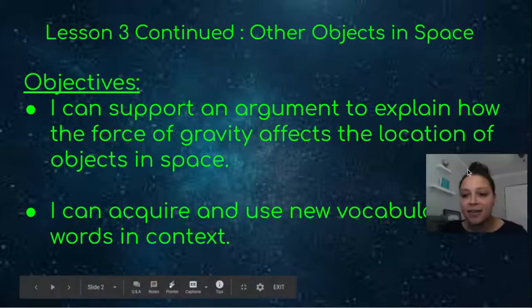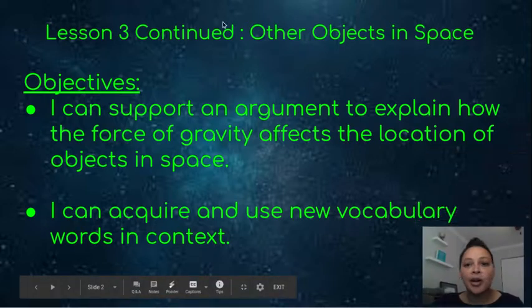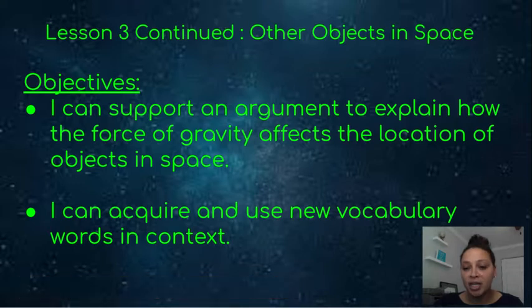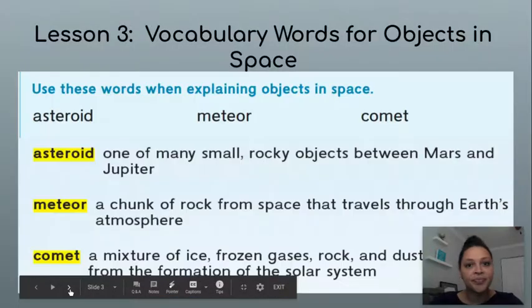Our two objectives say, I can support an argument to explain how the force of gravity affects the location of objects in space. I can acquire and use new vocabulary words in context. So we're going to be learning about the objects in space and reading about them in our text and in other sources of information. So let's get started.